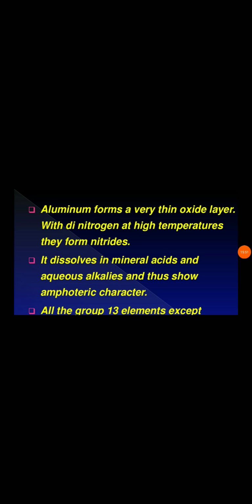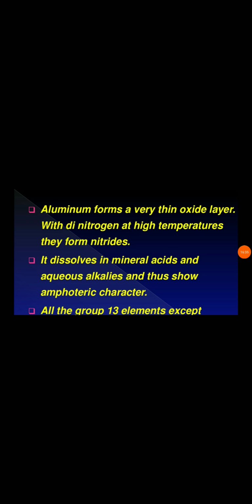Second point, see that. It dissolves in mineral acids and aqueous alkalis and thus shows amphoteric character. What is amphoteric? So aluminium metal shows both acidic character as well as basic character. A substance which exhibits both the characters is called amphoteric. Next, all the group 13 elements except aluminium.